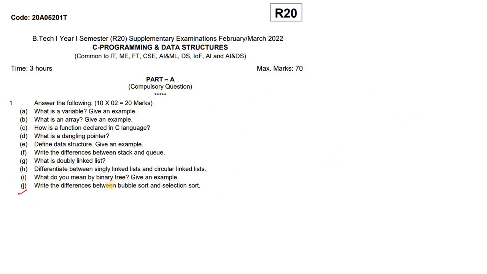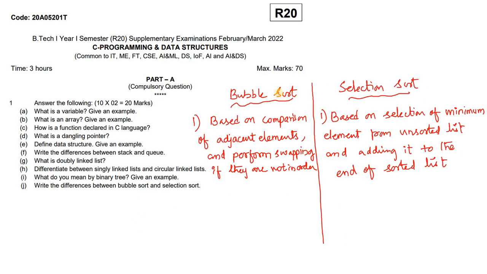See the last one. Write the differences between bubble sort and selection sort. See here, the bubble sort, there will be some rounds. In each round, we are going to do the comparisons of adjacent elements. Comparison of adjacent elements and perform swapping if they are not in the order. For example, if we have two elements like this, 15 and 8, so we are going to compare these two adjacent elements. Since they are not in the ascending order, we are going to swap them.